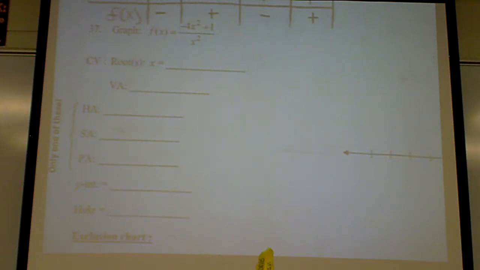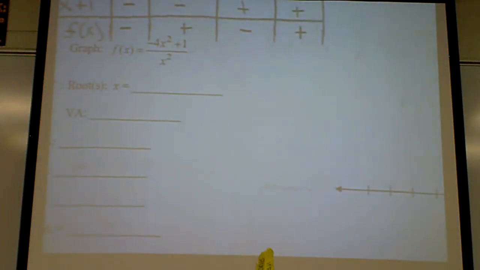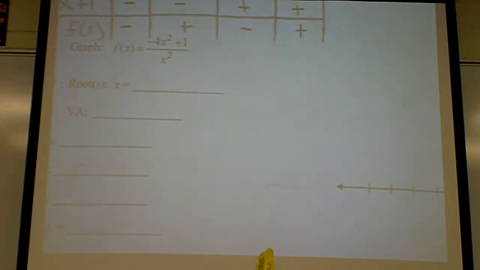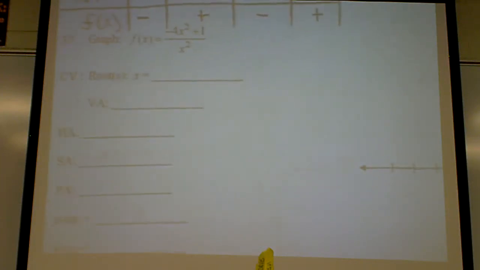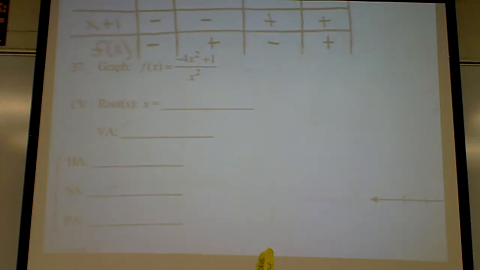What do I need to do to it first? Factor? How would I factor this? Can we factor it on top? No? Right? Do we cross anything out? No? So what's next? Critical values.